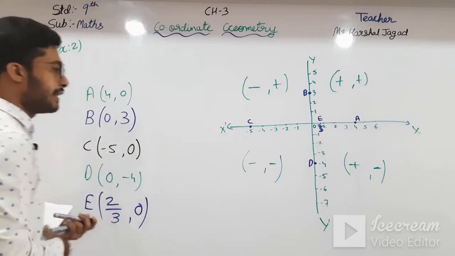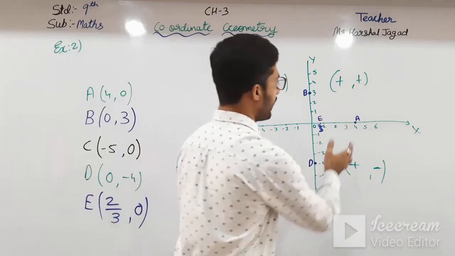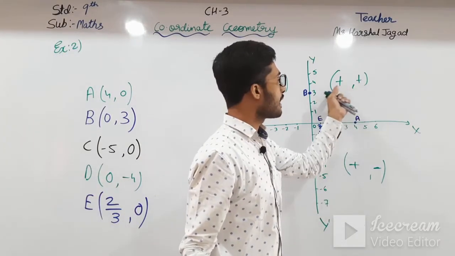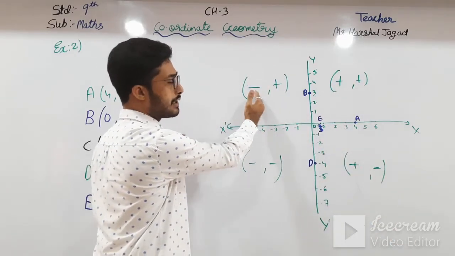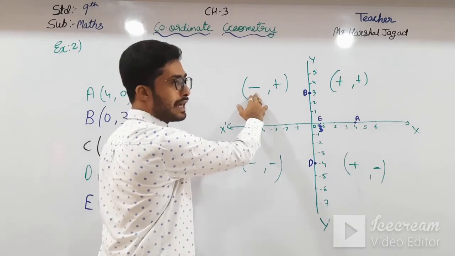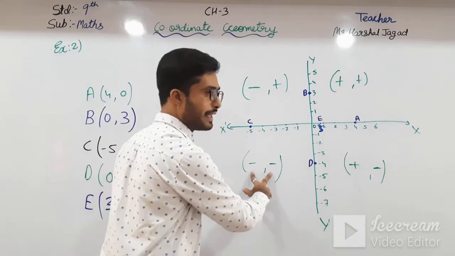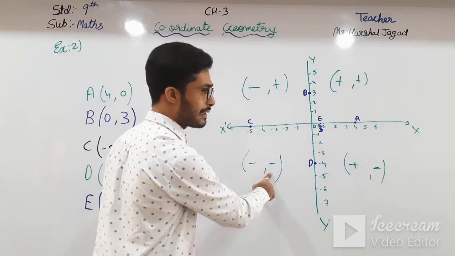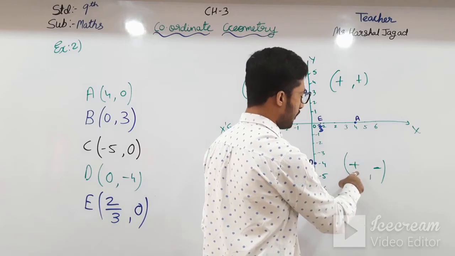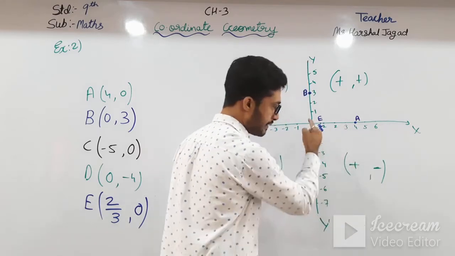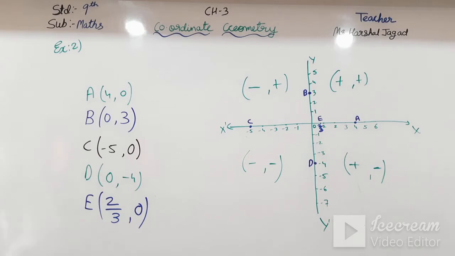Okay students, you can see here easily from this we can say that if any point is in the first quadrant, then both signs will be plus. If it is in the second quadrant, then the x axis will be negative and the y axis will be positive. If it is in the third quadrant, then both signs will be negative, x axis negative and y axis negative. If it is in the fourth quadrant, then the x axis is plus and the y axis is negative. Okay students, so these are the four quadrants, and according to that we have put the signs of the points.